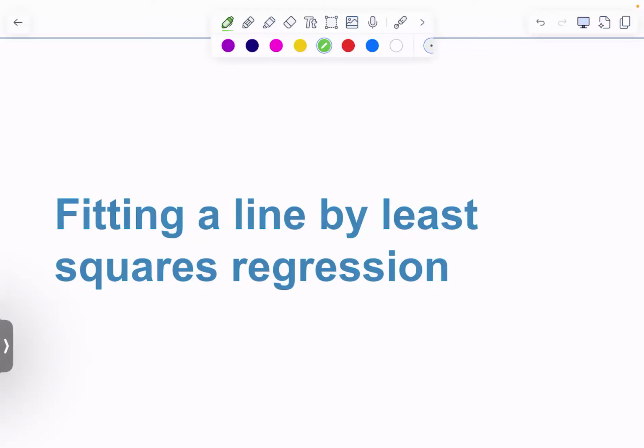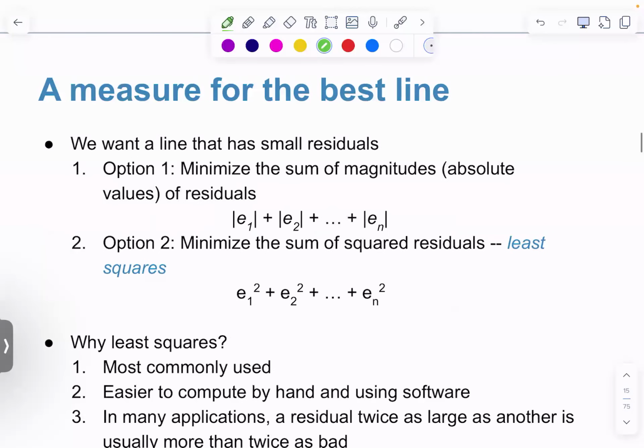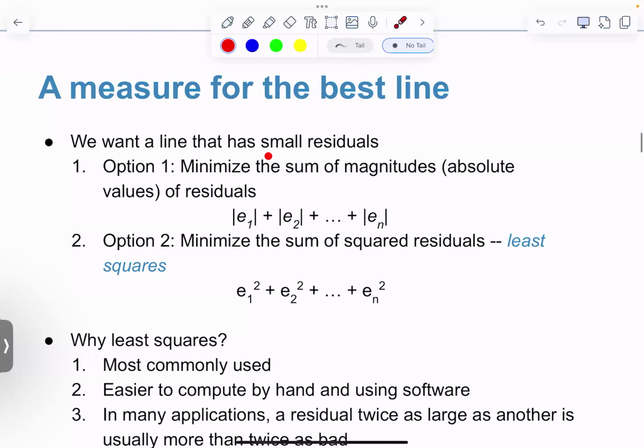Fitting a line by least squares regression. Here's the part that I wanted to jump to when we were talking about residuals. So for our residuals, it gets kind of backwards, because the line minimizes the residuals, but then how do we get the line if we don't have the residuals? And so it becomes iterative, but that's not for us to worry about. But we want a line that has small residuals.